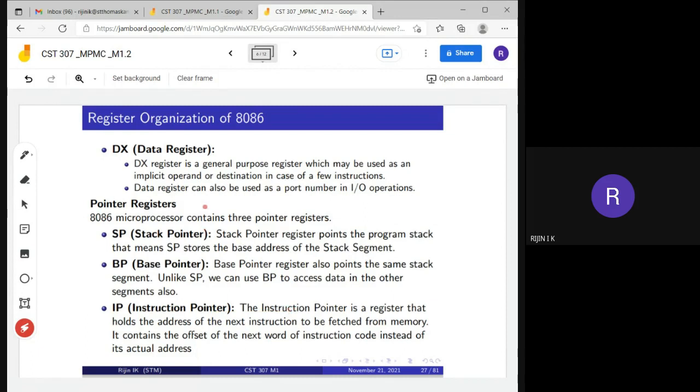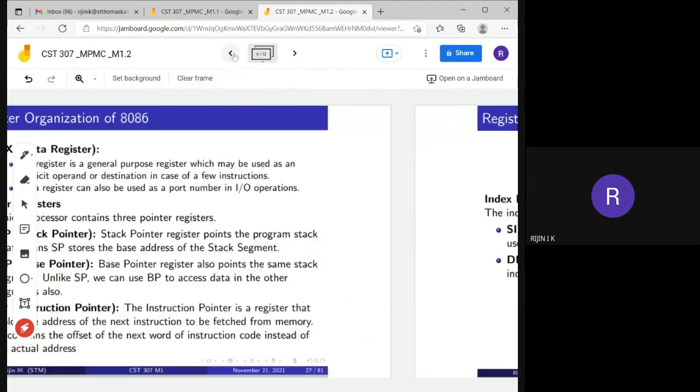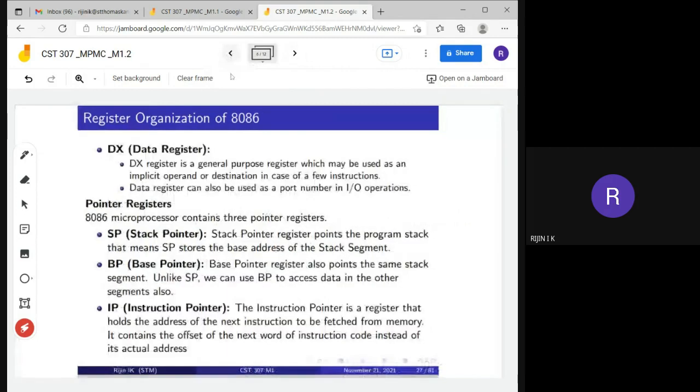So these are the different pointer registers in 8086: the stack pointer, the base pointer, and the instruction pointer. Then the index registers we can discuss in the next class.